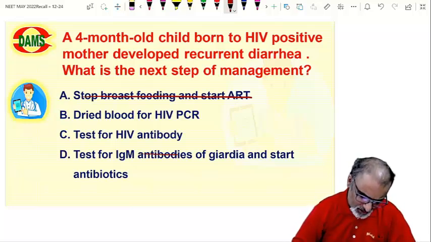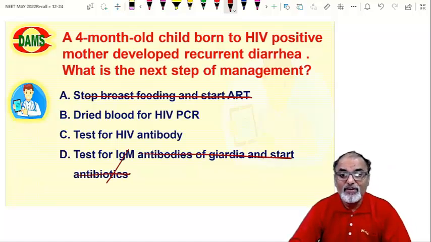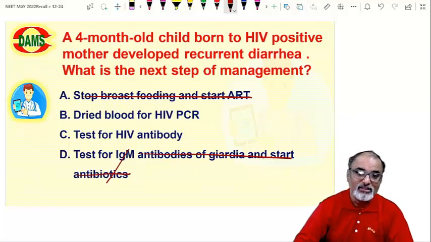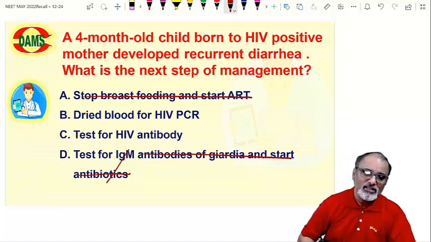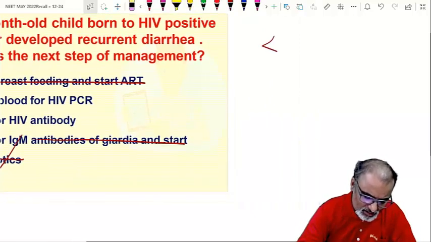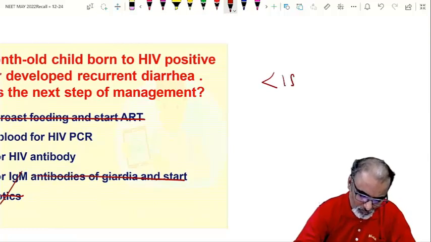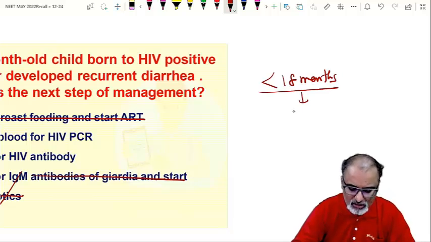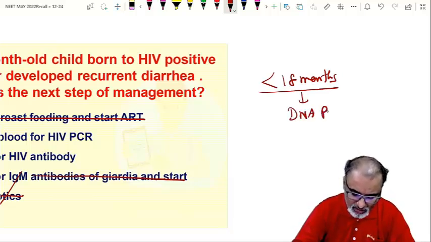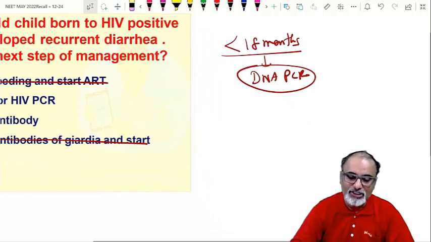Second, test for IgM antibodies for Giardia. No, not start antibiotic. That's not advisable. We need to confirm the diagnosis. There are two tests available: antibody and dried blood spot, DBS, for HIV PCR. I will tell, children less than 18 months, go for DNA PCR based test. DNA PCR is diagnostic, RNA PCR prognostic. I told you from the first question.